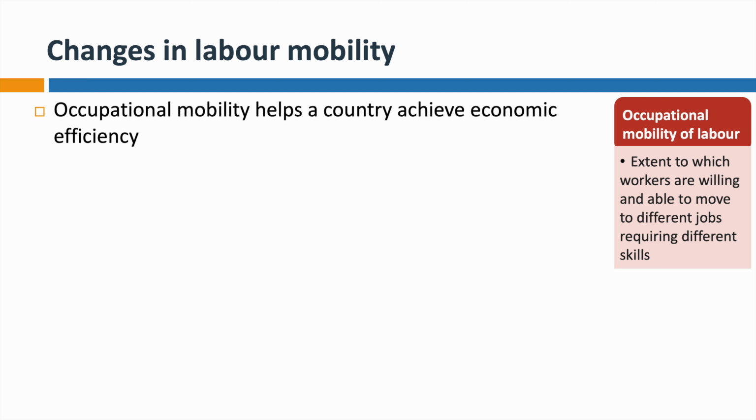Now, changes in labor mobility. This is one of the external factors that also affects HR planning. Occupational mobility helps a country achieve economic efficiency. Why? Occupational mobility is the extent to which workers are willing or able to move to different jobs requiring different skills.